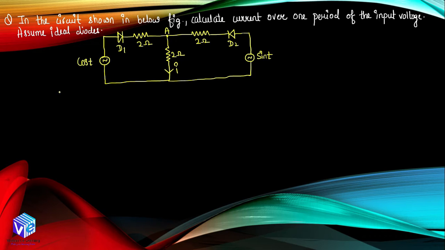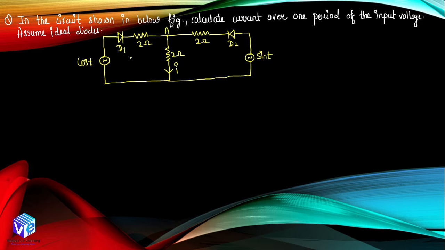So let's start our discussion with the first question for the day. It states, in the circuit shown in the below figure, calculate the current over one period of the input voltage, assuming ideal diodes. Right, so for only one period I have to find out the current, and for the positive half cycle you can see the diodes would be forward biased. Even this diode as well as this diode will be forward biased.